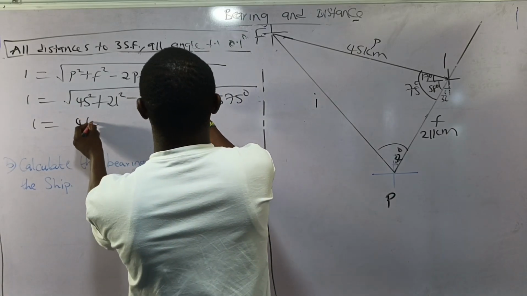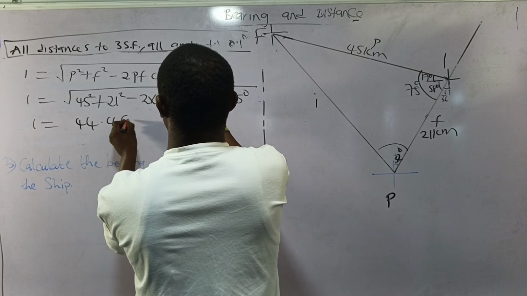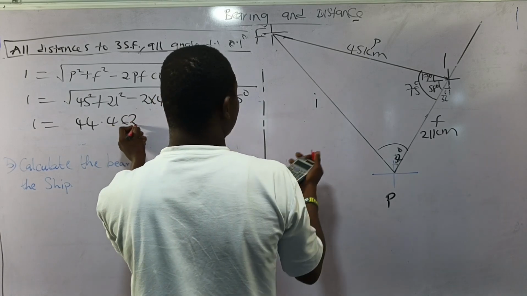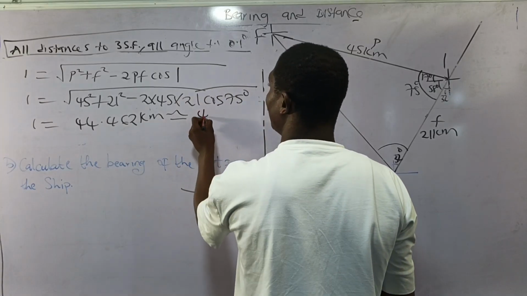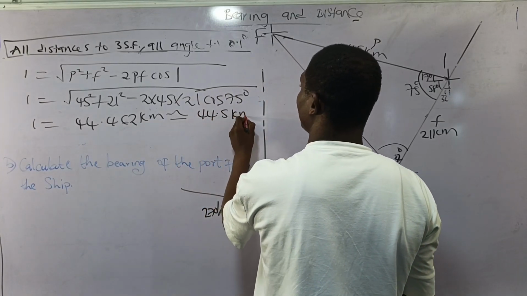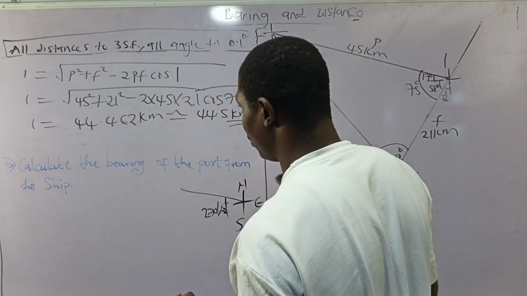And I have 44.462 distance, which is kilometer, approximately equal to 3 significant figures, will give me 44.5 kilometer. So this is my answer to my question A.